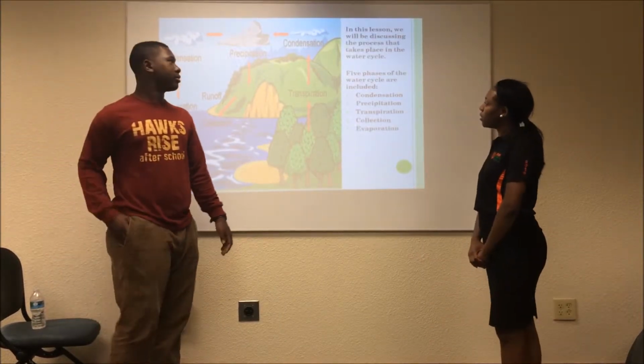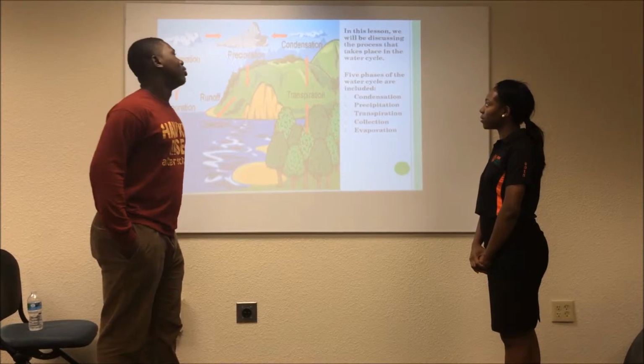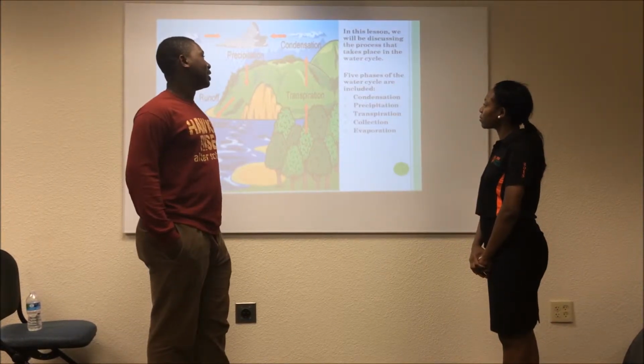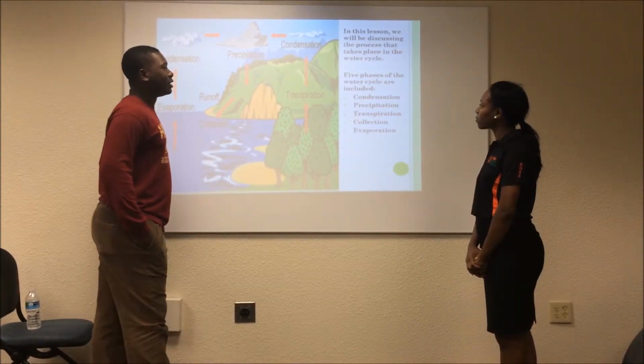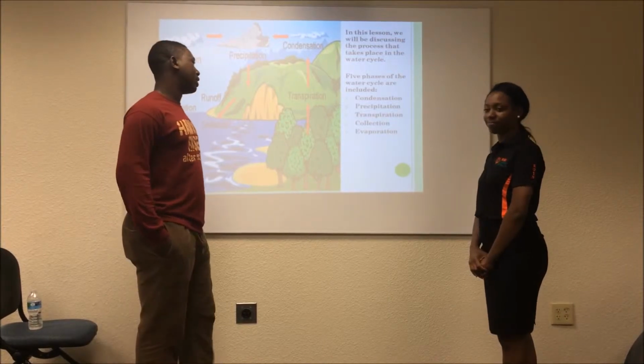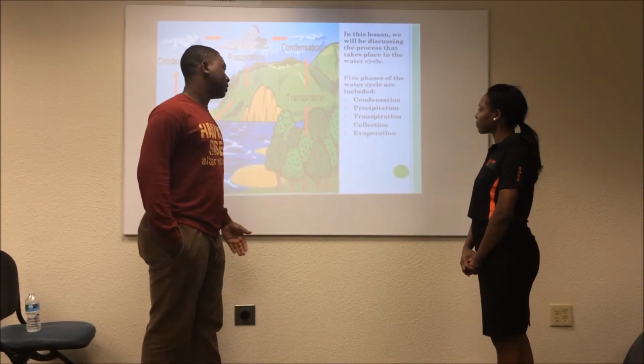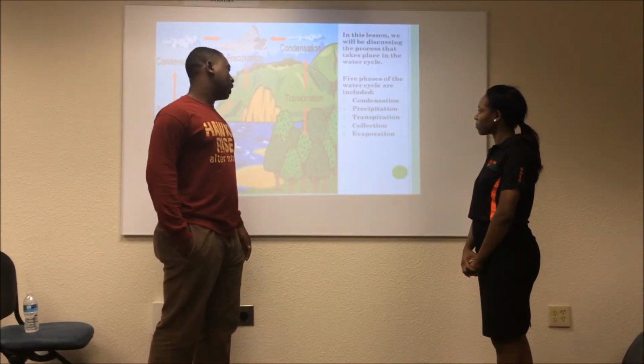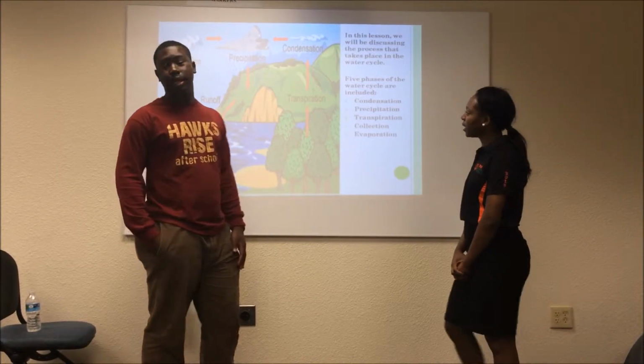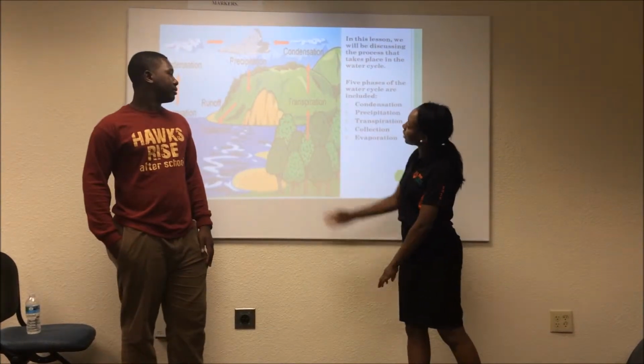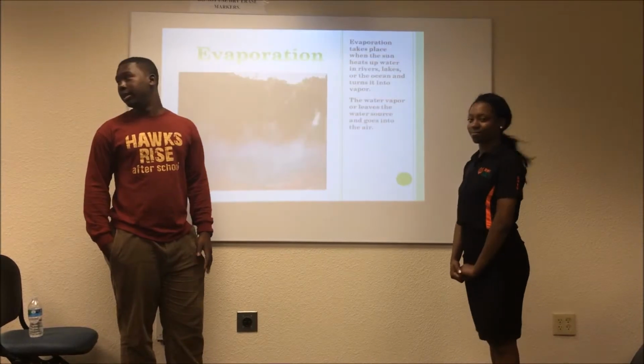Next. In this lesson, we'll be discussing the process that takes place in the water cycle. The 5 stages or phases of the water cycle include condensation, precipitation, transpiration, collection, and evaporation. And here's a diagram of all of the different phases. Next.